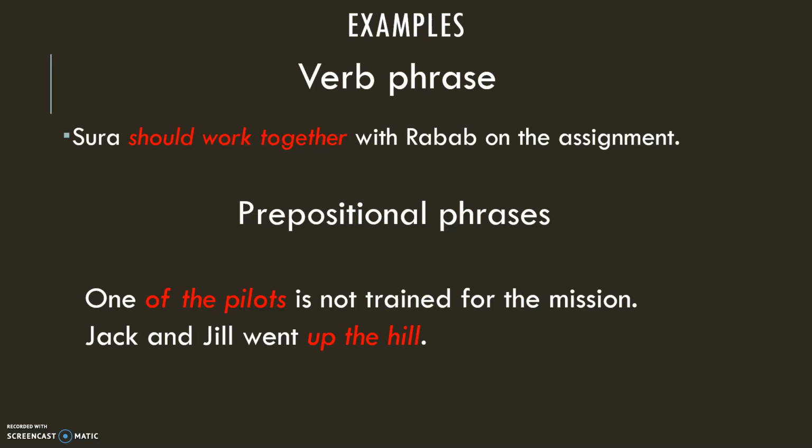One of the pilots is not trained for the mission. Okay, of the pilots is a prepositional phrase. Of is a preposition, and pilots is the object of the preposition of. The subject of this sentence is one. One is not trained for the mission.